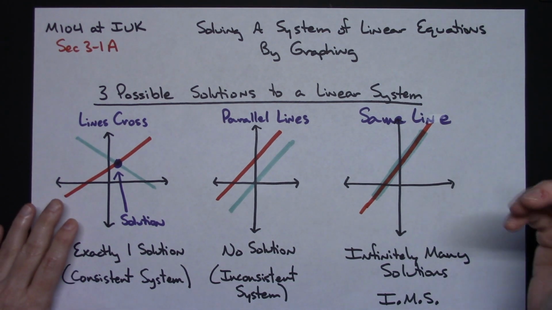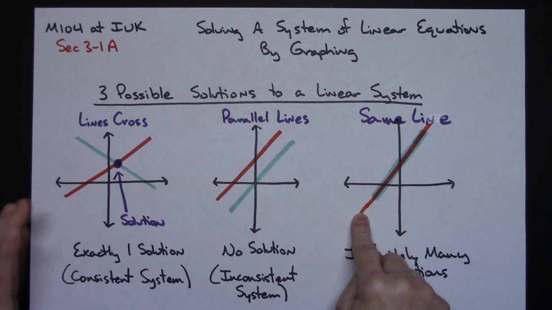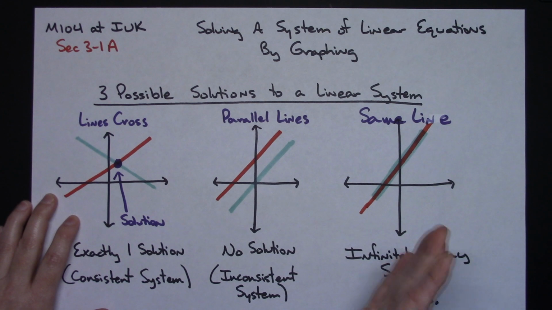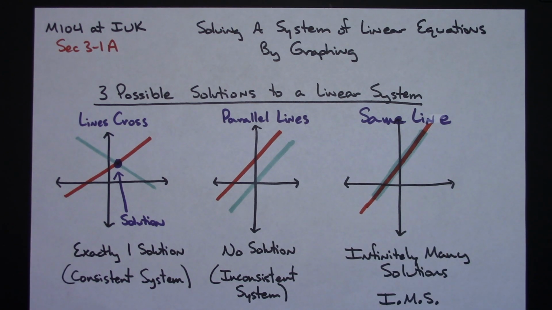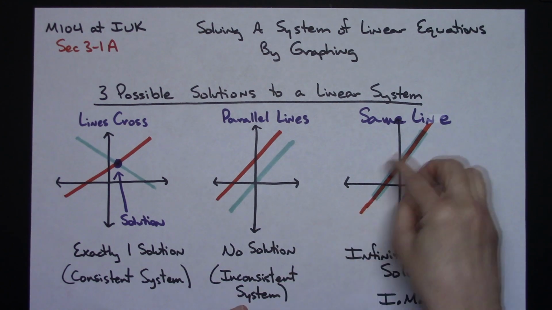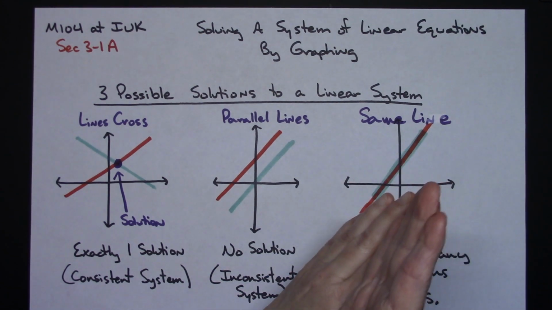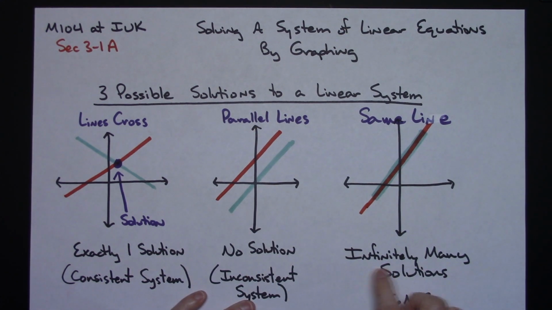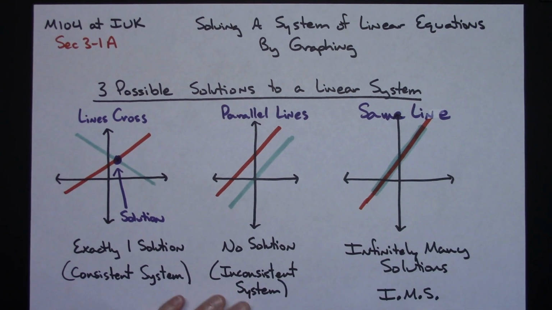The last scenario would be if you graph the first line, which would say be the red line, and then you graph the second line, which is the blue line that lands right on top of the first line. Then that means every point, the intersection of all of those two lines being on top of each other, there are infinitely many points on a line, there are infinitely many points where they are crossing. So our solution is infinitely many solutions, and we often write that as IMS.